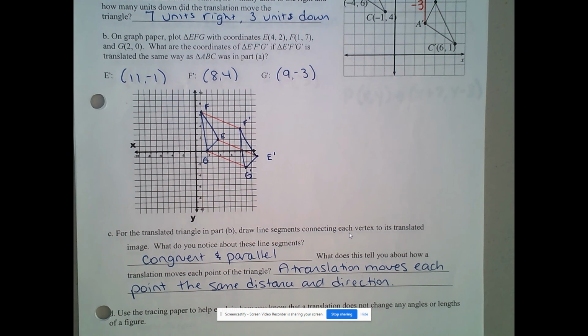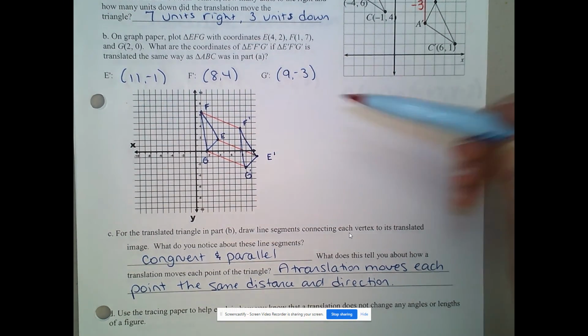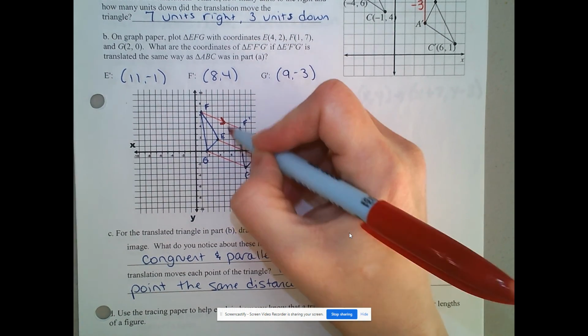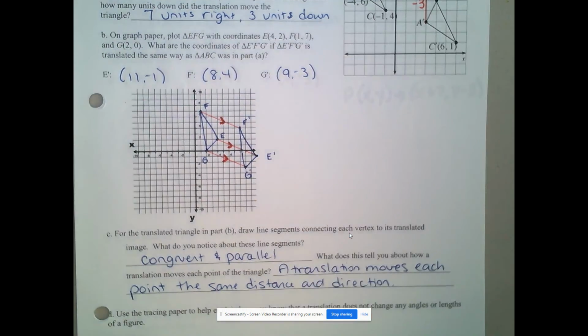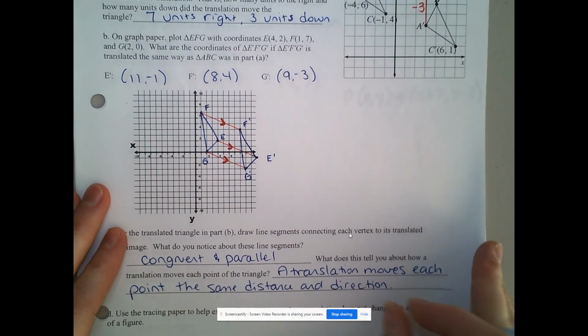For the translated part in part B, draw line segments connecting. So we did that. What does it tell us? It tells us that the red segments are congruent. You will also notice that they're parallel. So you could also label them with that little arrowhead for being parallel. What does it tell you about how a translation moves each point? It moves each point the same distance, and it moves it in the same direction. You could also use tracing paper or wax paper to double check both of those translations as well.